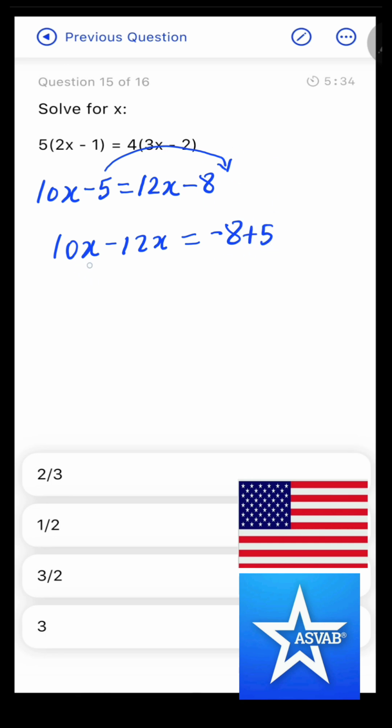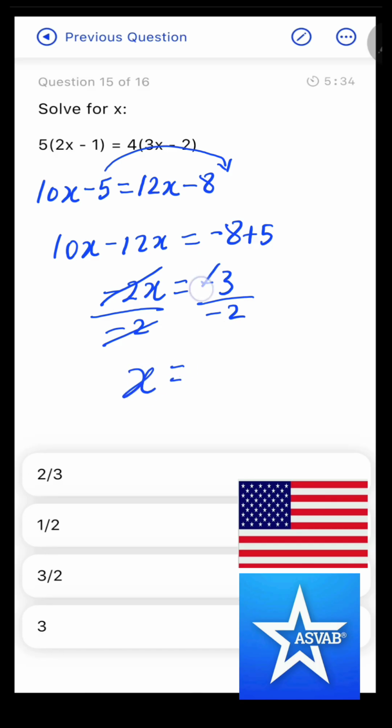So we're going to have 10x minus 12x, which gives us minus 2x, which is equal to minus 8 plus 5, which gives us minus 3. So what are we going to do to get the value of x? We're going to eliminate this negative 2 by dividing both sides by negative 2. So this negative 2 is going to cancel the negative 2. x will be equal to, negative will cancel negative, we are left with only 3 over 2. So 3 over 2 is the value of x. So the 10th option is the answer.